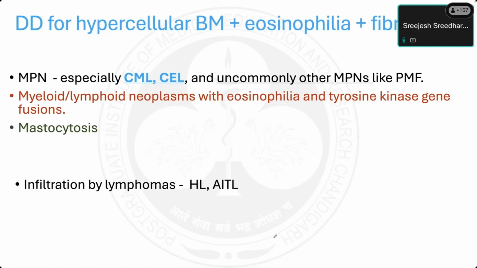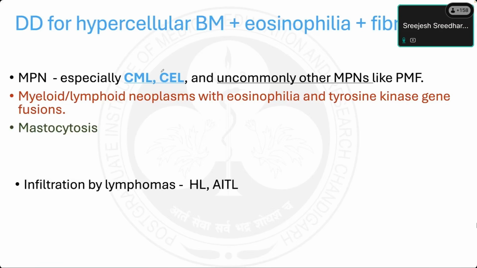So what is the differential diagnosis of a hypercellular marrow with eosinophilia with fibrosis? The first and foremost is myeloproliferative neoplasm. Statistically, CML is always more common than any other myeloproliferative neoplasm, right? And CML can also present with eosinophils. There are some CMLs which will have a preponderance of eosinophils and precursors. So mind that. The first and foremost differential diagnosis is CML.